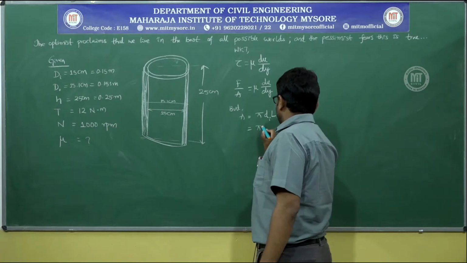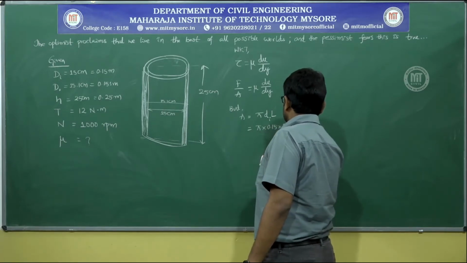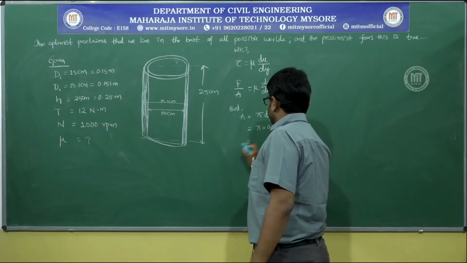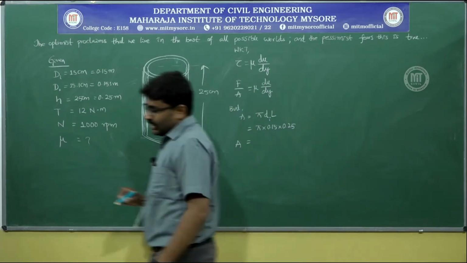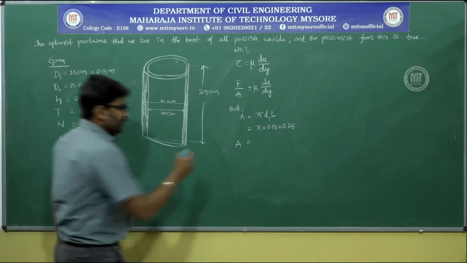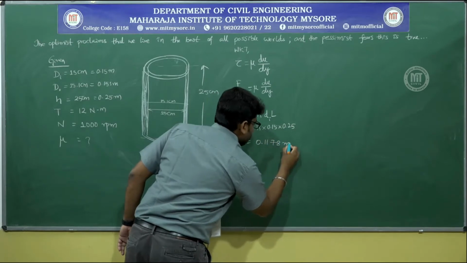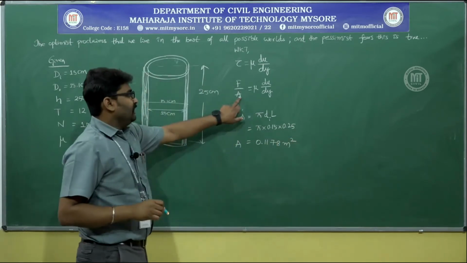So, pi into diameter of the inner, 0.15, into length, 0.25. So, how much is the area? Area will be equal to 0.1178 meter square. Area is over.